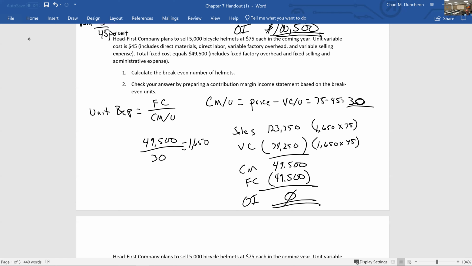Just a little hint on these. If for some reason that number was 1,649.6, you would have to round it up to the next whole number. Okay, we cannot sell half of a product. So your break even point always has to be rounded up, even if it is a small decimal.